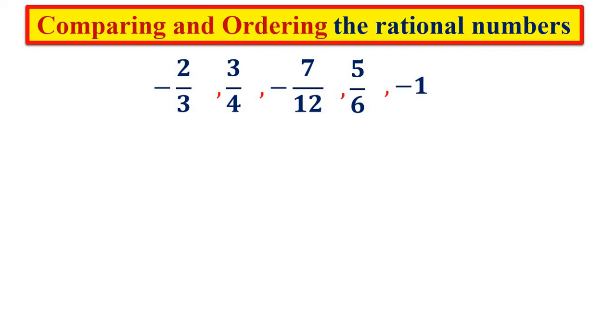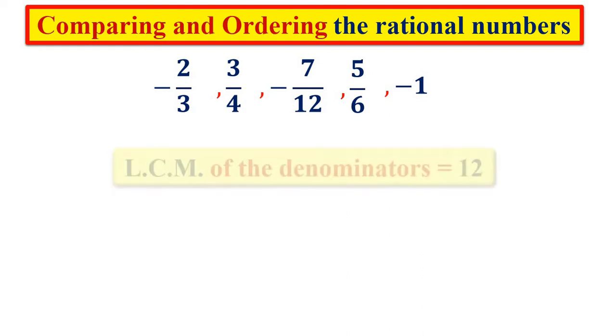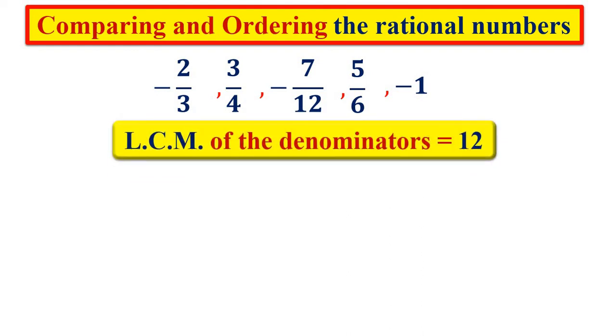So we need to arrange these numbers ascendingly or descendingly. We first get the LCM, the least common multiple of the denominators, which is 12, because 12 is divisible by 2, 6, 4, and 3. So we make all of these have a common denominator like this.